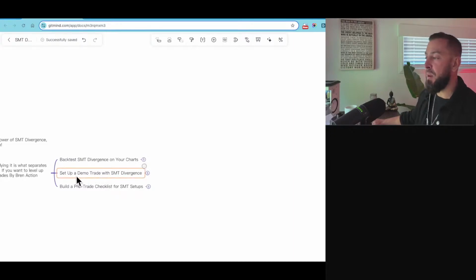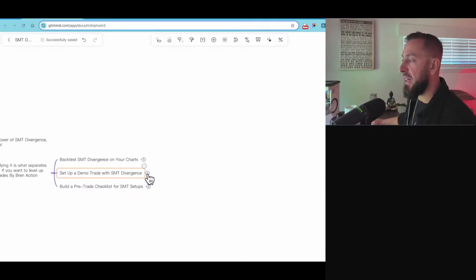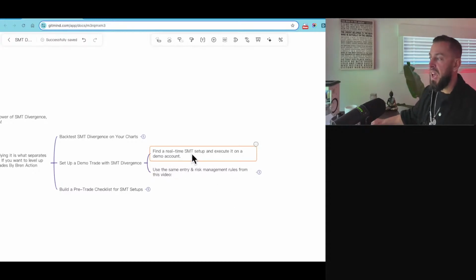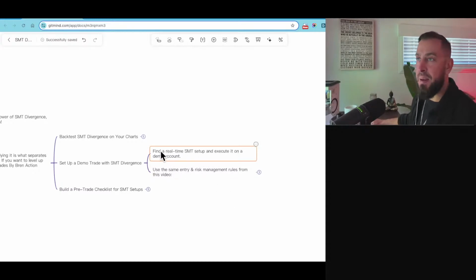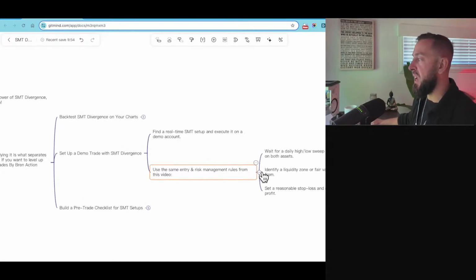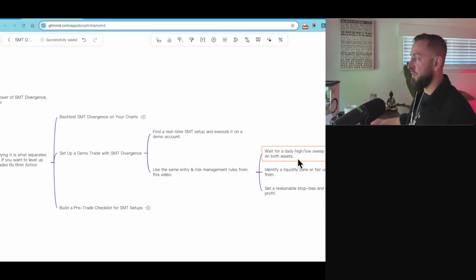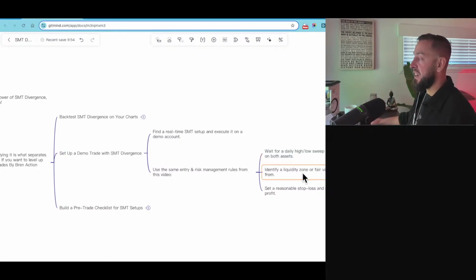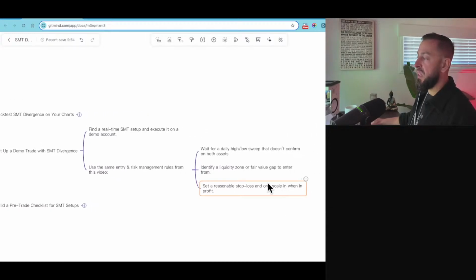Your action step number 2 is to set up a demo trade with the divergence strategy. So find a real-time SMT setup and execute it on a demo account. Use the same entry and risk management rules from the video. Okay. Wait for that daily high-low sweep that doesn't confirm on both assets. So that's the disagreement or the divergence. Then identify a liquidity zone or fair value gap to enter from. Set a reasonable stop loss and only scale in when in profit. Only scale in when in profit.